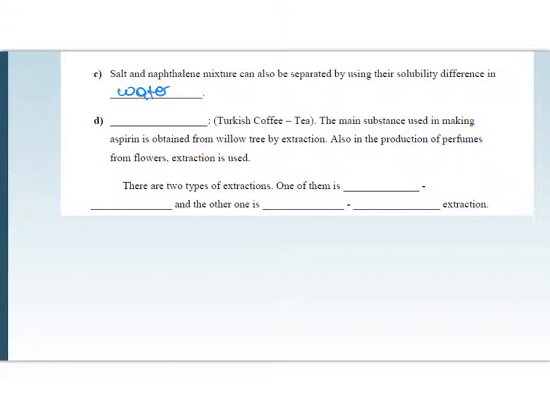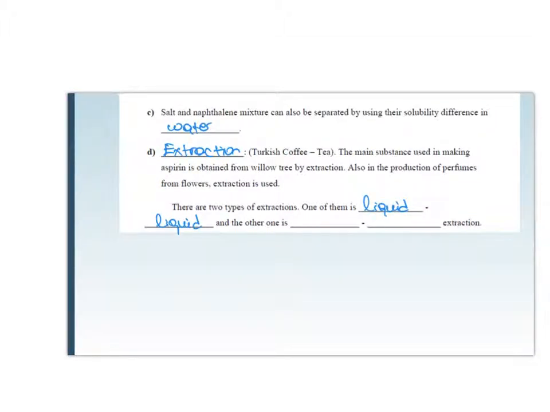And there's a new one called extraction. For example, making Turkish coffee or tea is a kind of extraction. The main substance used in making aspirin is obtained from the willow tree by extraction. Also in the production of perfumes from flowers, extraction is used. There are two types of extraction. One of them is liquid-liquid extraction. The other one is liquid-solid extraction.